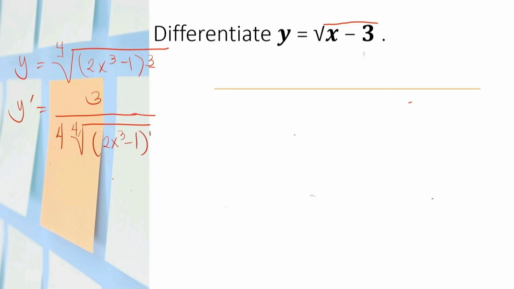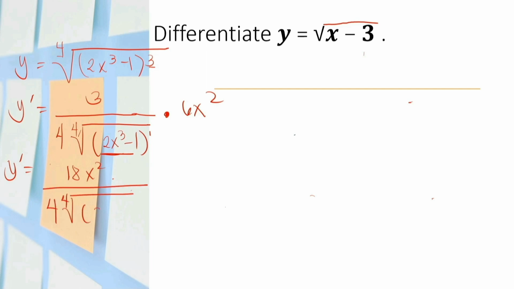And then, chain rule tayo, diba? So, yung inside function, pwede pa natin i-differentiate, so that is 6x squared. Ayan. So, y prime is, multiply natin yung 18x squared over 4 times the 4th root of 2x cubed minus 1 raised to 1. Okay, so again, if you want to rationalize it, ayan yun ang may 4th root sa baba.